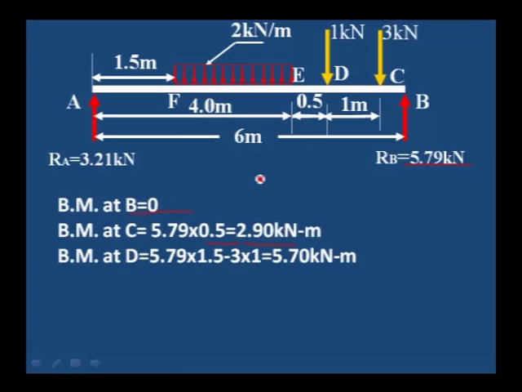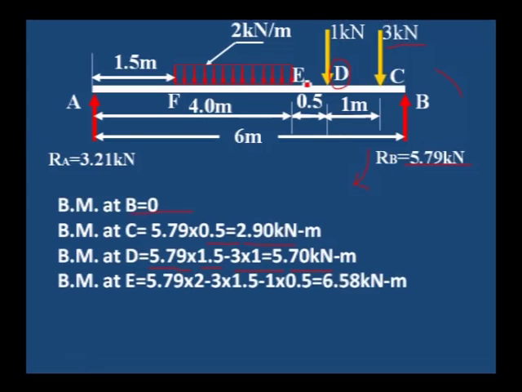To calculate the bending moment at D, again from D to B, the distance between D and B is 1.5. 1.5 into the reaction at B, RB into 1.5. Then 3 into the distance from D to C, D to C is 1 meter, 3 into 1. This 3 kilonewton load is clockwise towards D, that is why it is negative, minus 3 into 1. Plus 5.79 into 1.5, minus 3 into 1, which will be equal to 5.7 kilonewton meter, the bending moment at D.